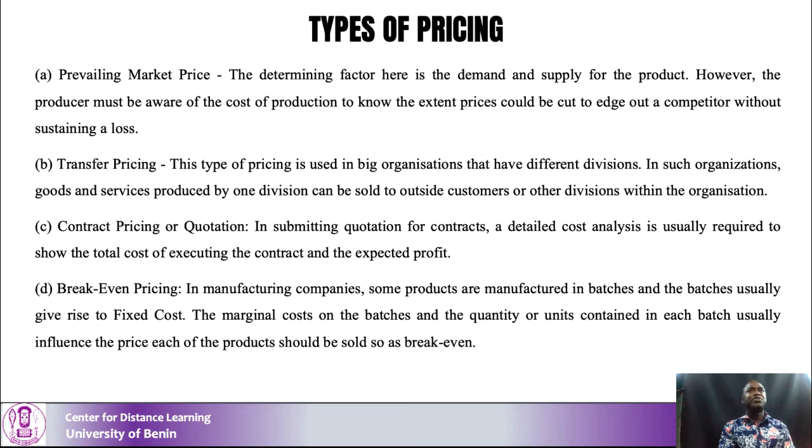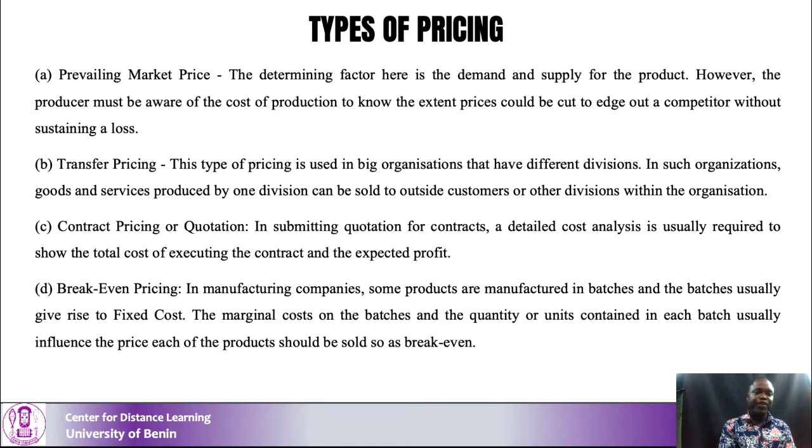If the demand tends to be higher than the supply, it means that the price will shoot up, while on the other hand, if the demand tends to be lower than the supply, the price will shoot down. We also have transfer pricing. This type of pricing is used in big organizations that transfer their products to different units or different branches. The price with which material is being transferred from a unit to another unit within the same organization is what is known as transfer pricing.